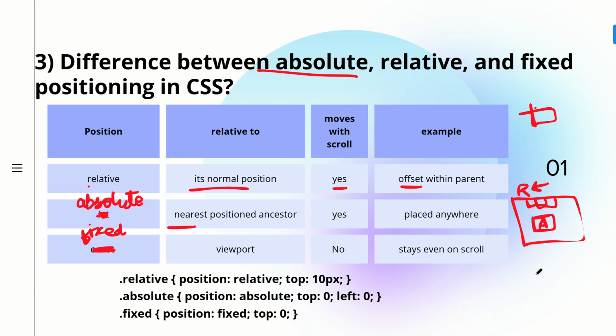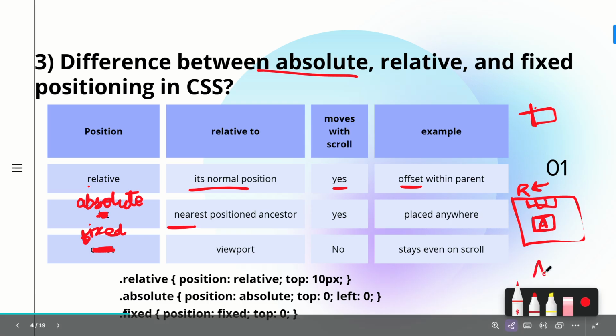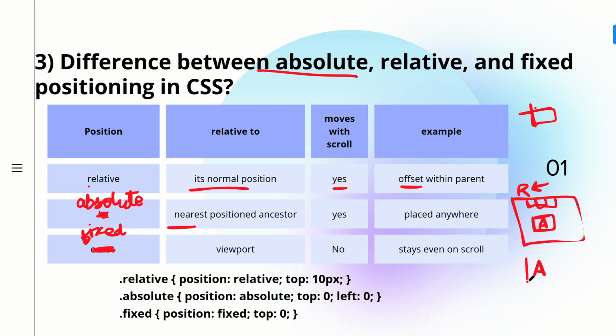In case there was no positioned ancestor, suppose it is just a normal box and this is our screen, then it is going to position itself according to our viewport, that is the screen size. Okay, this is how absolute works. Does it move with scroll? Yes, it moves with scroll. Example, it can be placed anywhere.